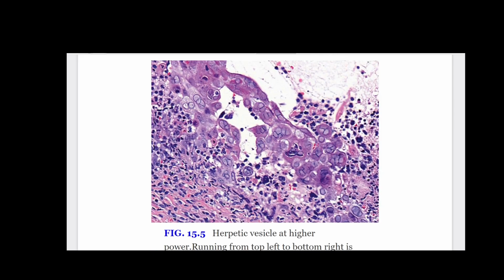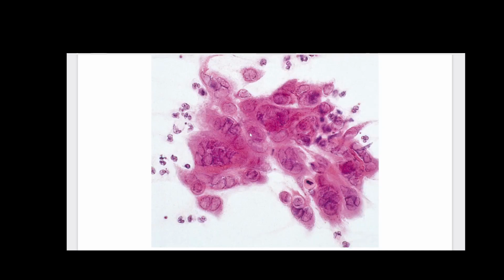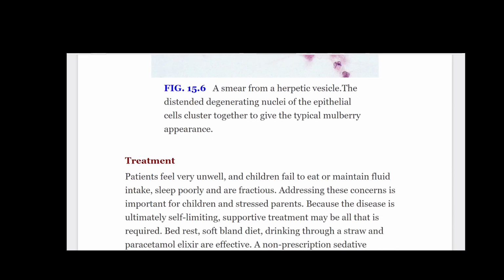Fig. 15.5 Herpetic vesicle at high power. Running from top left to bottom right is epithelium lining the vesicle. The epithelial cell nuclei are ballooned and pale-stained, mulberry nuclei. Fig. 15.6 A smear from a herpetic vesicle. The distended degenerating nuclei of the epithelial cells clustered together to give the typical mulberry appearance.